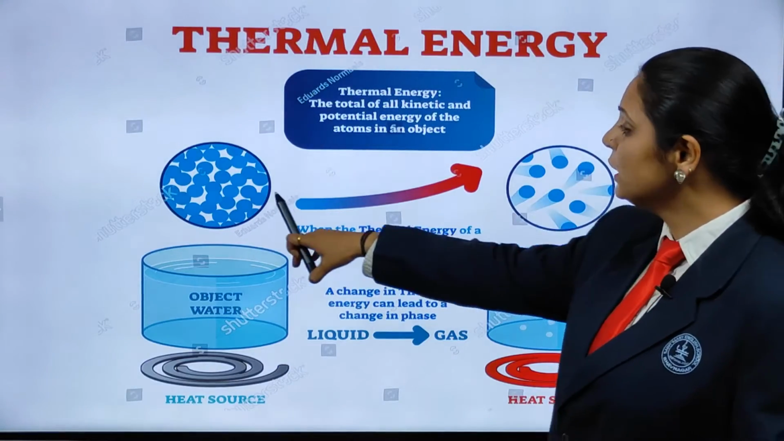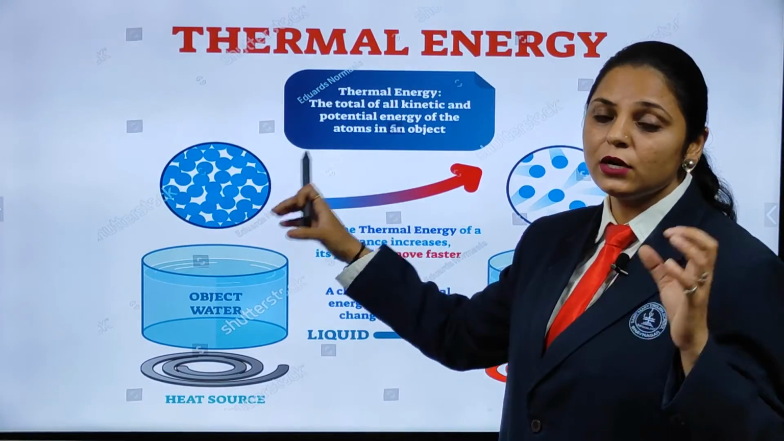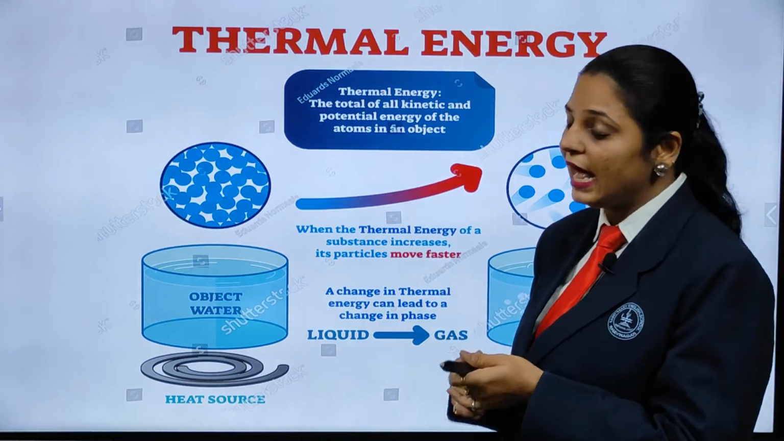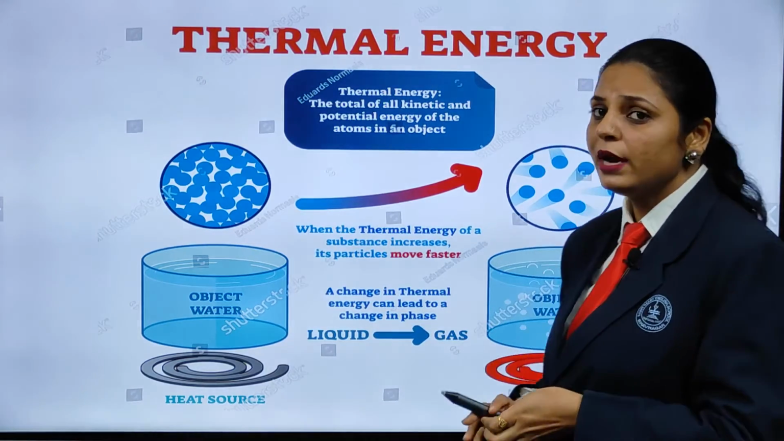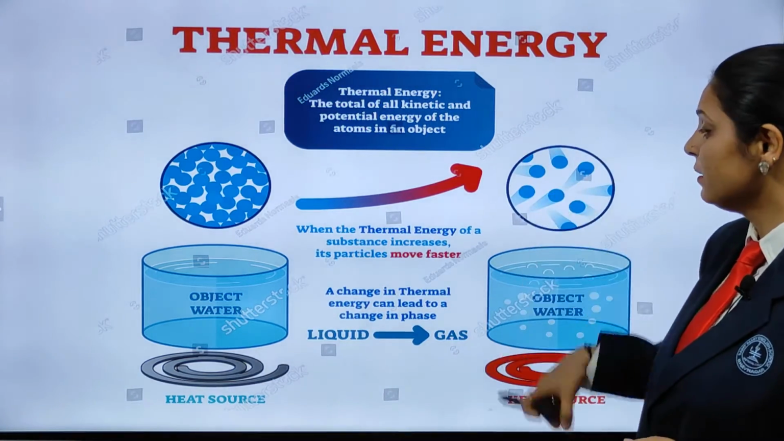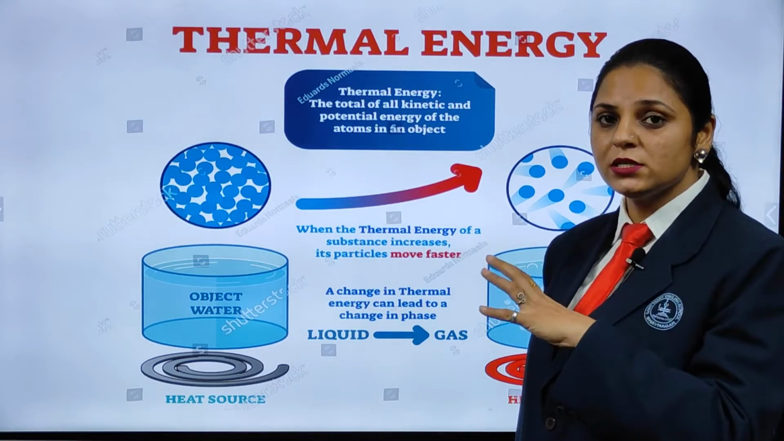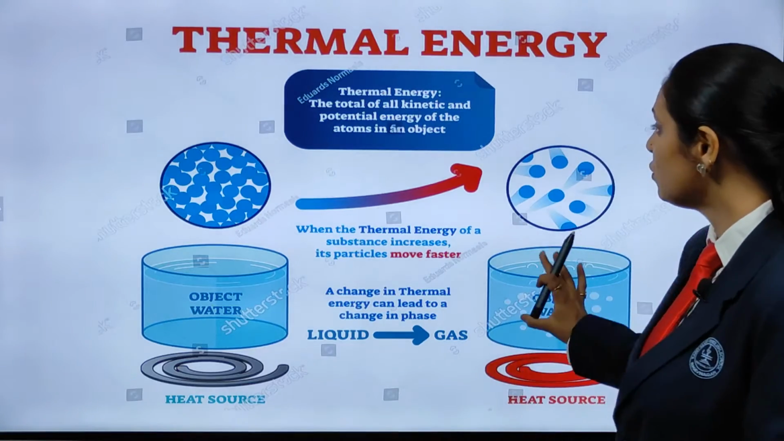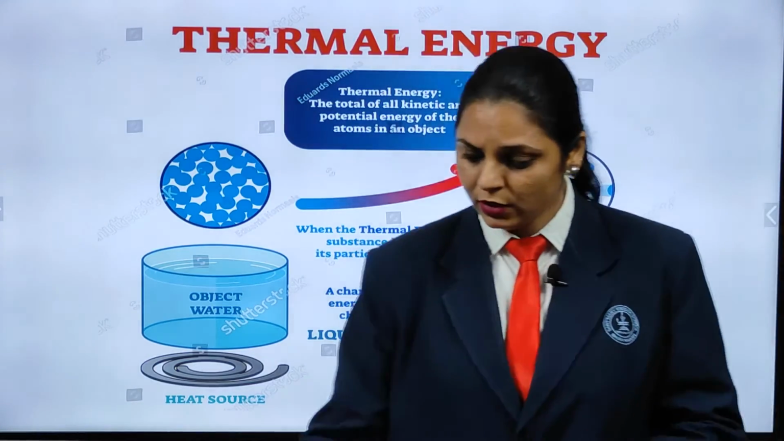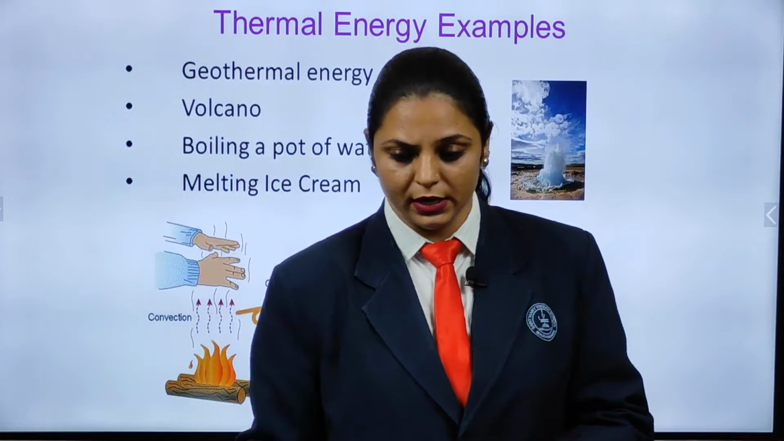So here the molecules are in this state, close to each other. As the heat is generated, what happens? The molecules get apart. Why? Because their movement becomes faster when they are given heat. The source of thermal energy is given to them. So I think this is the basic concept that you need to understand before we go ahead.